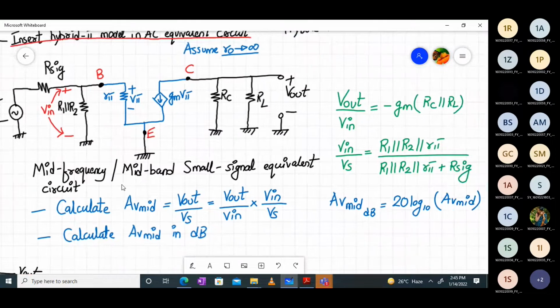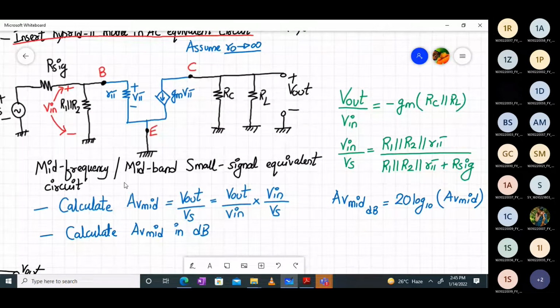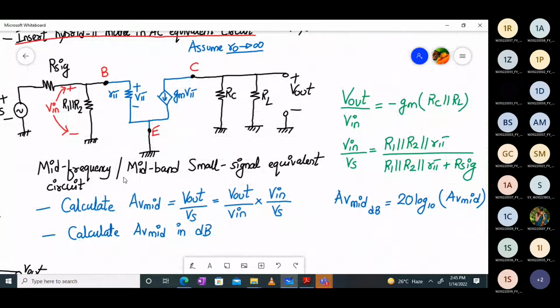Any doubt in this step? Any doubt before I proceed ahead? In the mid-band small signal equivalent circuit or the formulas, how it has come, because the actual topic will start now. Clear? Okay. Yes, sir. Okay, fine.